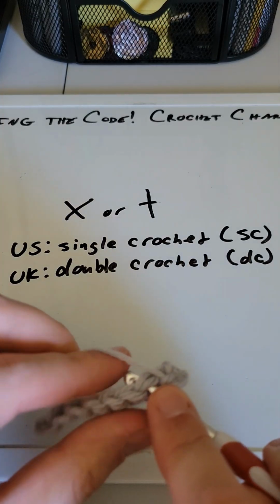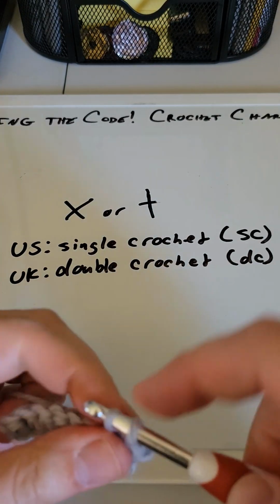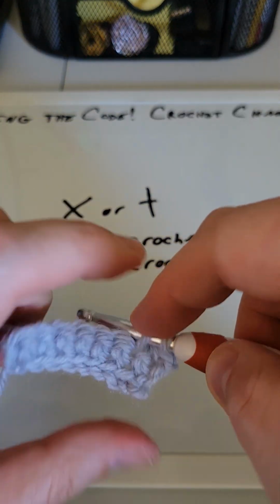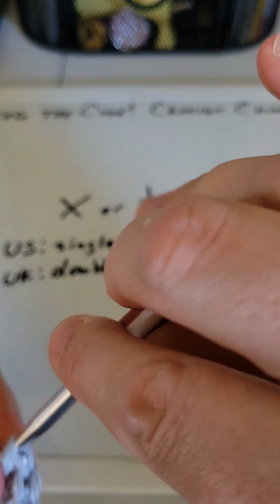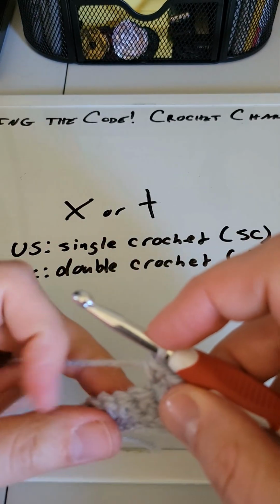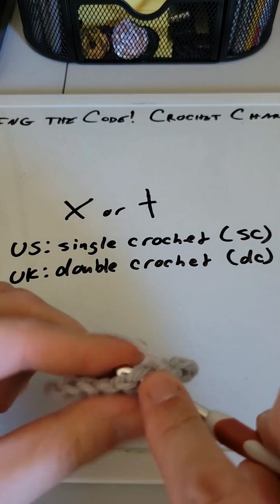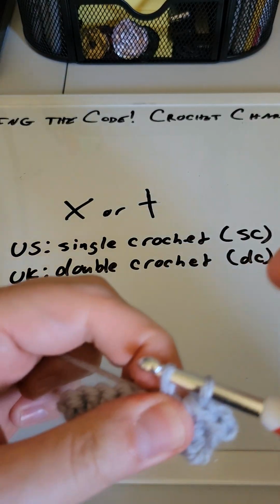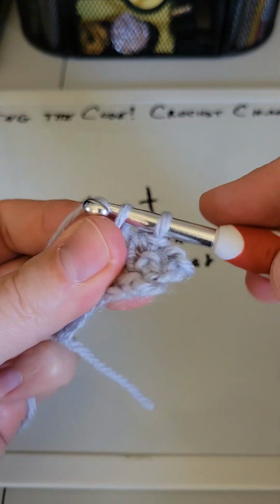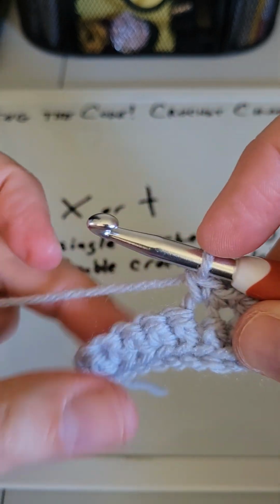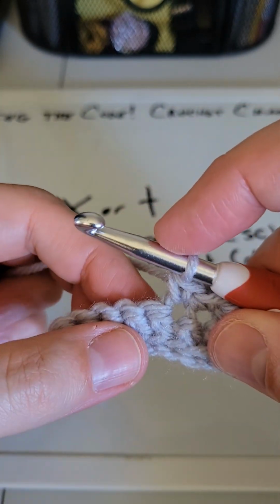Again, insert your hook into the stitch, pull the yarn through, 2 loops on your hook. Then I'm going to yarn over again and pull that yarn through both loops. Again, insert into the stitch, pull that through, you'll have 2 loops, yarn over, go through both loops. And that is how you work a single crochet.